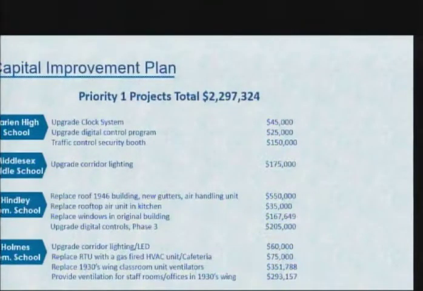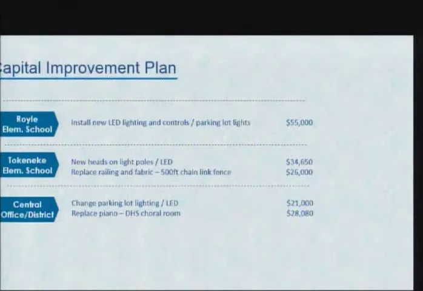We've discussed with you our capital improvement plan previously. This is a summary of what the board agreed to in terms of priority 1 projects. You can see what we list first: Darien High School, Middlesex, Hindley, and Holmes, and then we move on to Royle and Tokeneke and the central office. You will notice that Ox Ridge is not on that list.